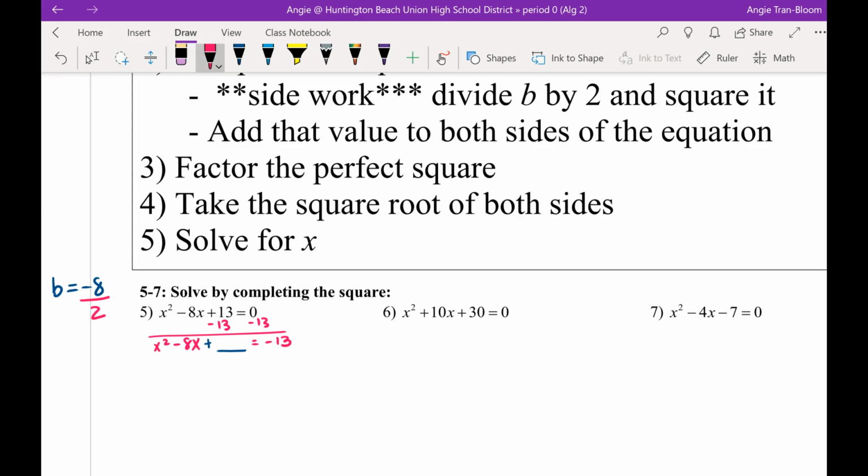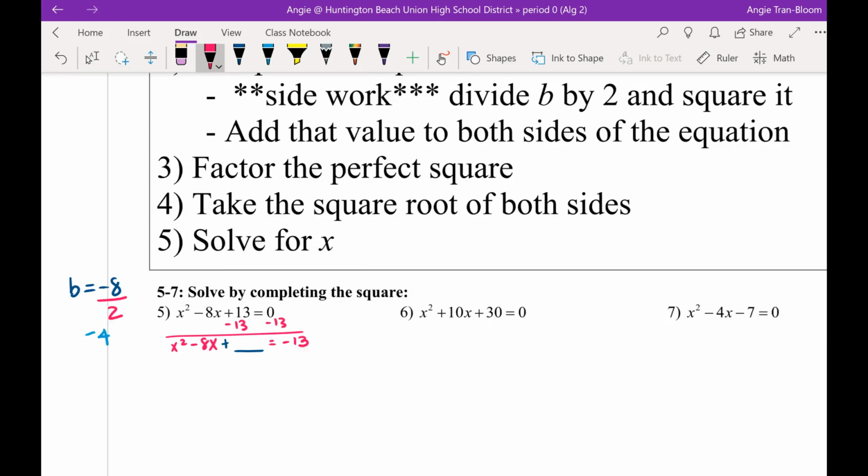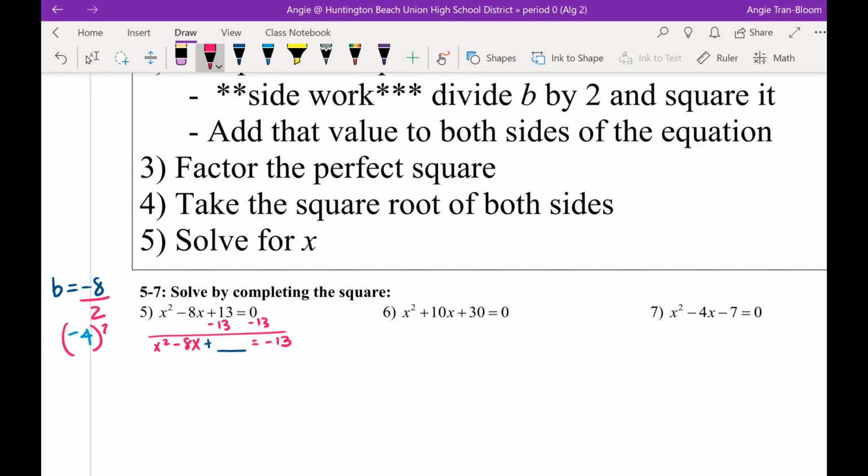Once you divide by 2, Katrina, what is that? -4 is perfect, but that's not the end of my side work. You divide by 2 and then what? Square it, okay? Divide by 2 and square it. Remember, square the whole thing. So what is -4 squared? Perfect. And that's what we're going to add to both sides.